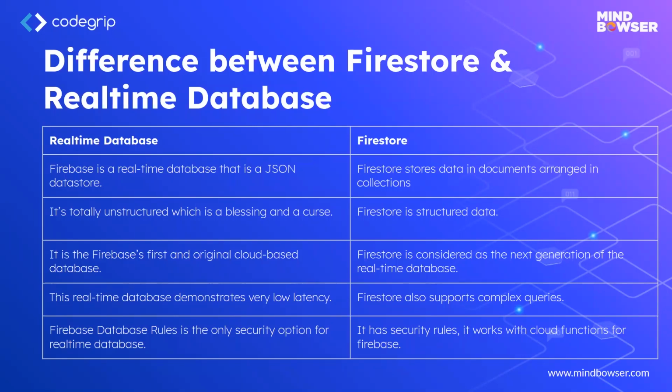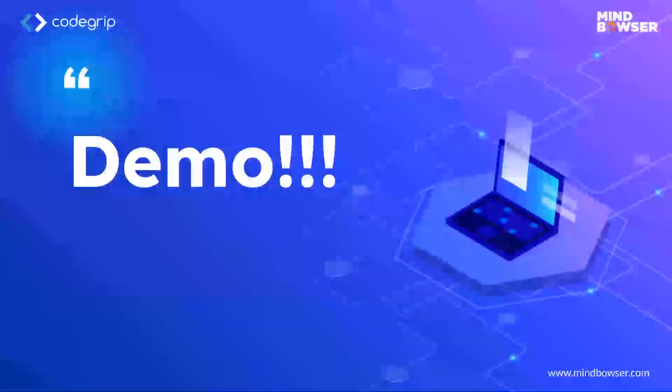Real-time DB demonstrates low latency. Firestore also shows low latency, but it supports complex queries, which real-time DB does not. But we have limitations in Firestore as compared to real-time DB. We can set security rules for both real-time DB and Firestore in their console. So we can move to the demo now.